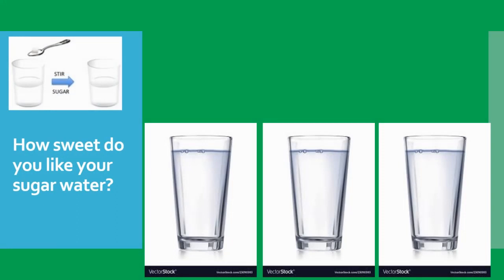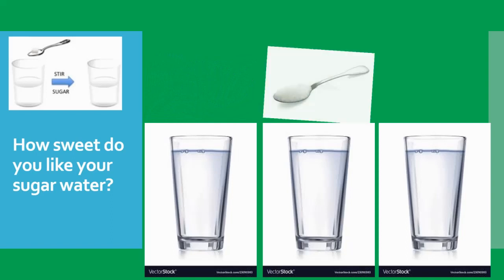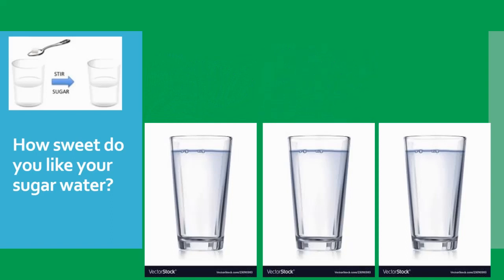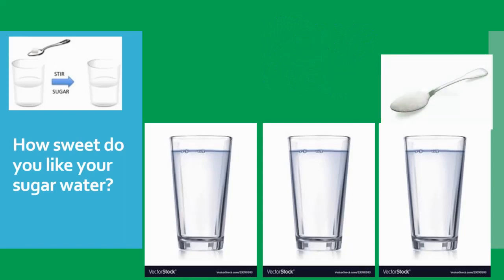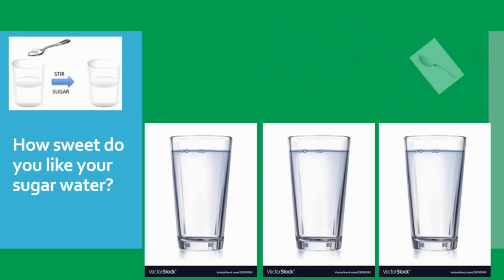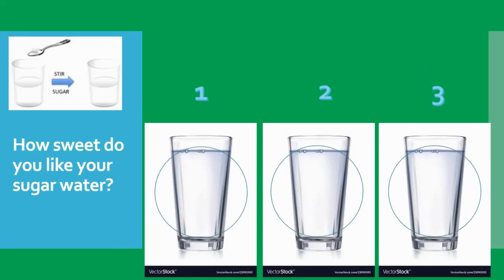We're going to start off by asking a question. How sweet do you like your sugar water? 1 spoon of sugar in your glass of water? Or is it 2 spoons of sugar in your glass of water? Maybe you like 3 spoons of sugar in your glass of water. So whether it's 1 spoon, 2 spoons, or 3 spoons, what is the difference between those 3 glasses of water?